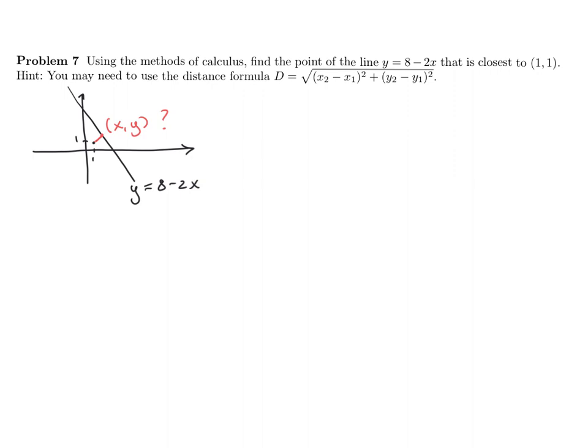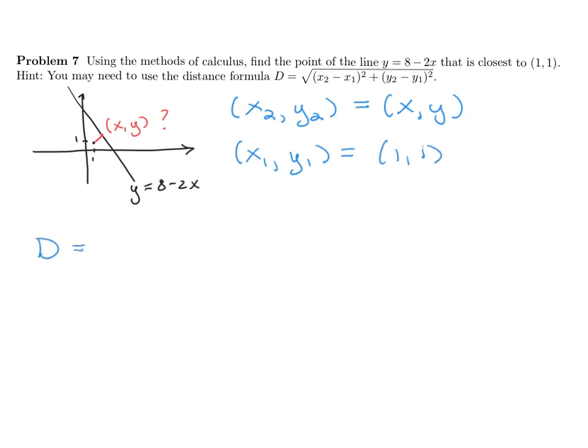So just being a little more careful, x2, y2 from the formula, I'll call that (x, y). That means x1, y1 from the formula should be the other point, which is (1, 1). So the distance d is the square root of (x minus 1) squared plus (y minus 1) squared.